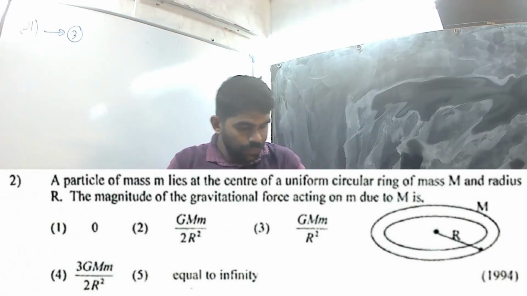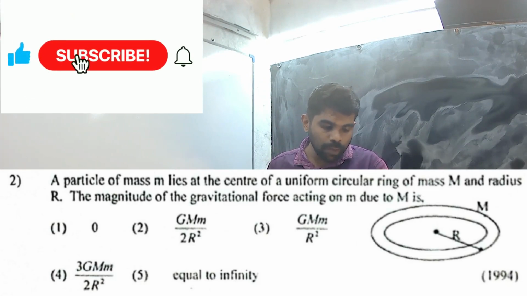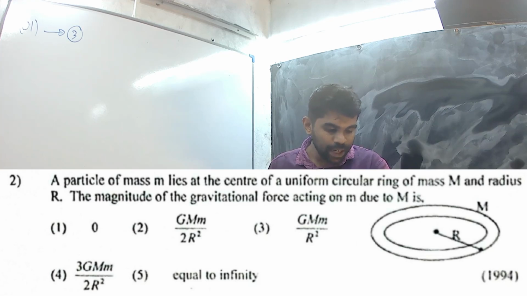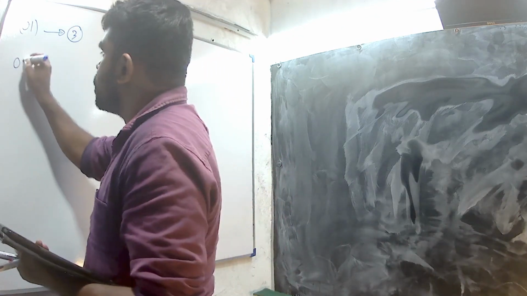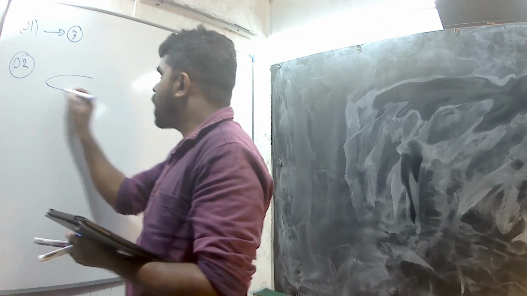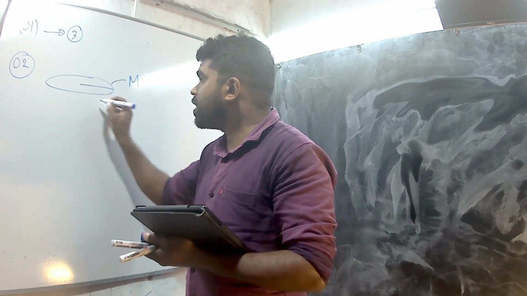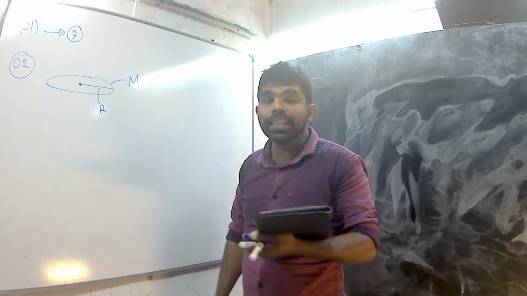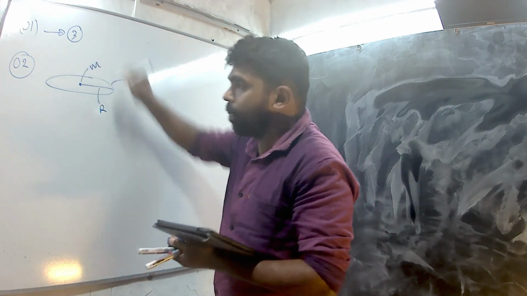Then question number 2. A particle of mass m lies at the center of a uniform circular ring of mass M and radius R. The magnitude of gravitational force acting on m due to capital M. In the given figure, there is a ring like this, the mass of the ring is capital M, and the radius is capital R. There is a particle at the center of the ring. The mass of the particle is small m.